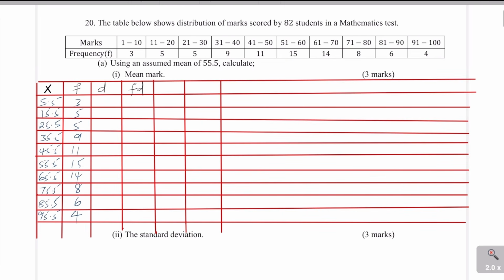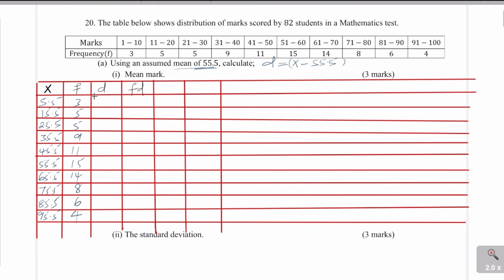Then the deviations from the mean. Already you have the assumed mean, so we use the assumed mean. So deviation from the assumed mean. For this column, deviation will be given by X minus the assumed mean, which is 55.5. To get that column of D, take X, subtract 55.5. Like for the first one, X is 5.5. Subtract the assumed mean, which is 55.5.